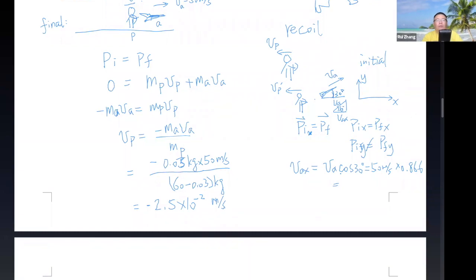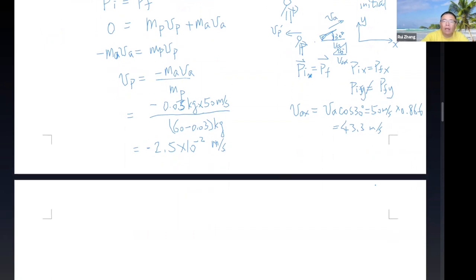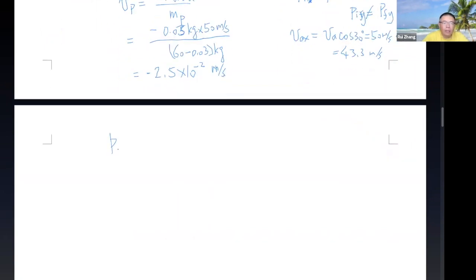Okay, you got 43.3, okay? And that part is the part we need to consider because that's part of the momentum that's being conserved, okay? So now let's use the conservation of momentum along the x direction, okay? Right, PIX equals PFX.